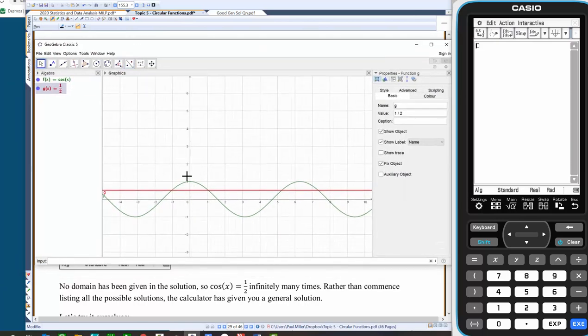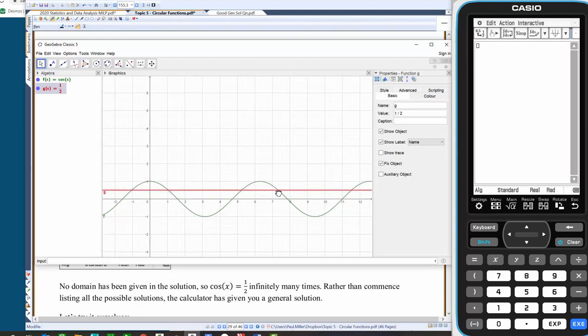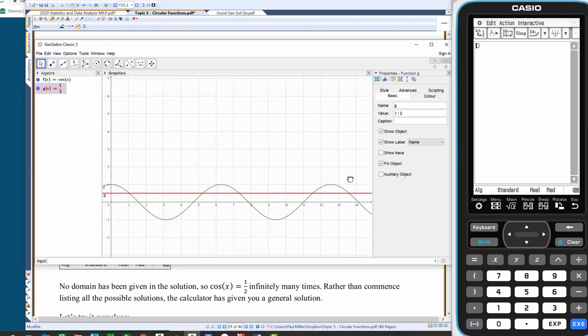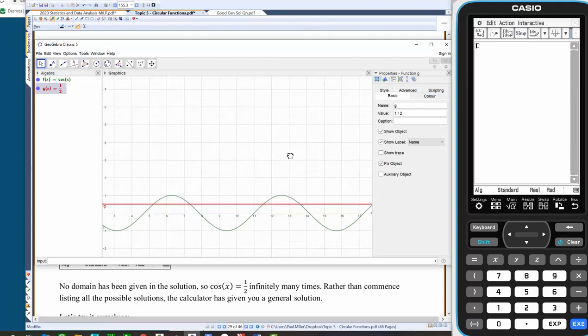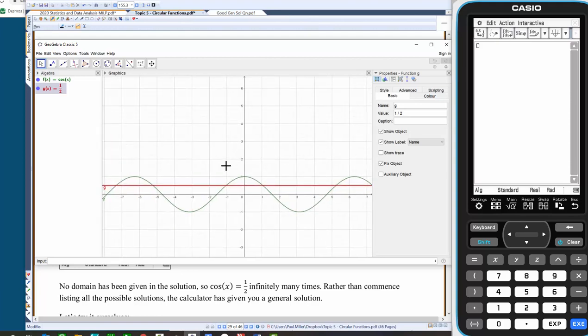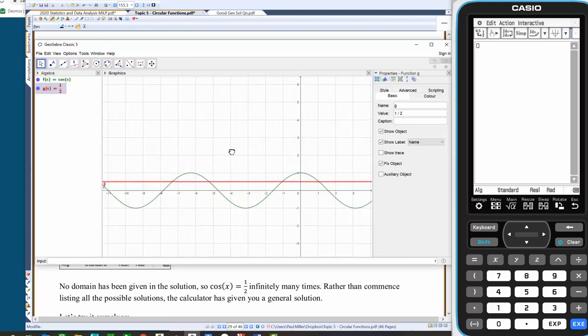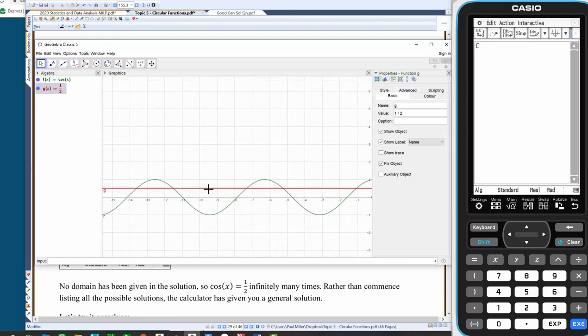And if we don't specify a domain, what we're going to note is that they're equal to each other here, here, here, here, here. And maybe you get the point that there's actually infinitely many times it will equal a half. And if I go in the other direction, same thing occurs there, etc.